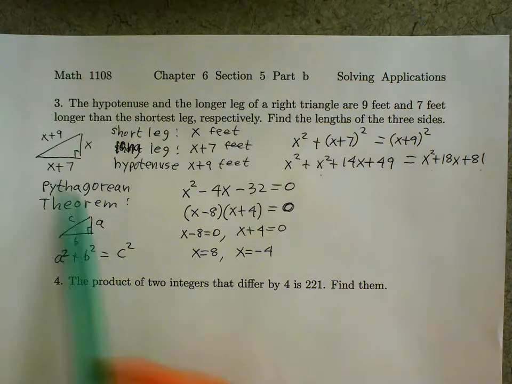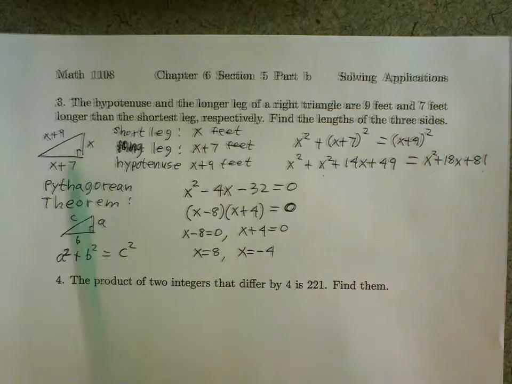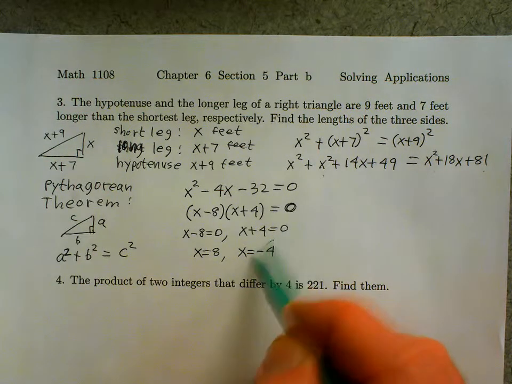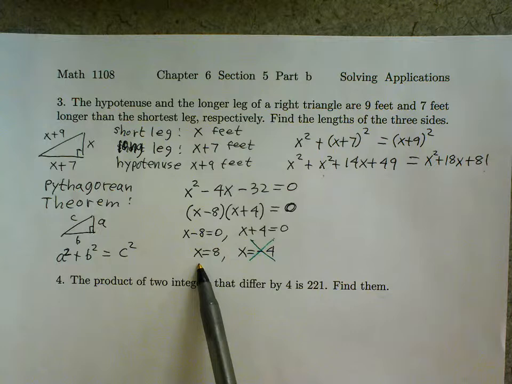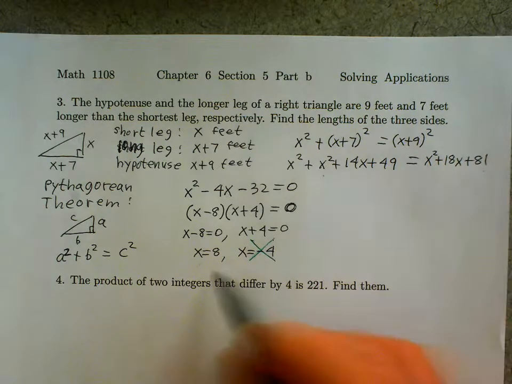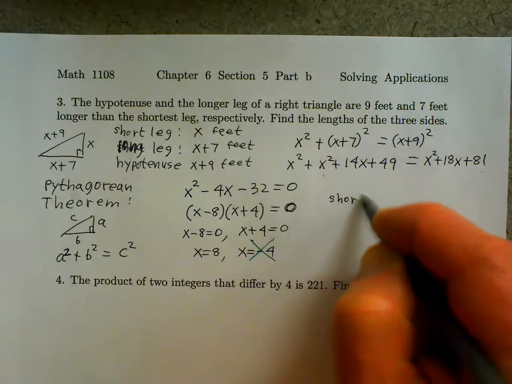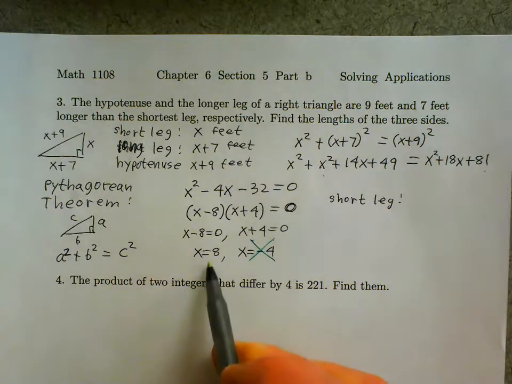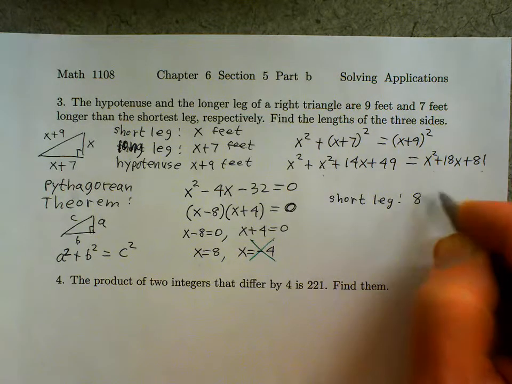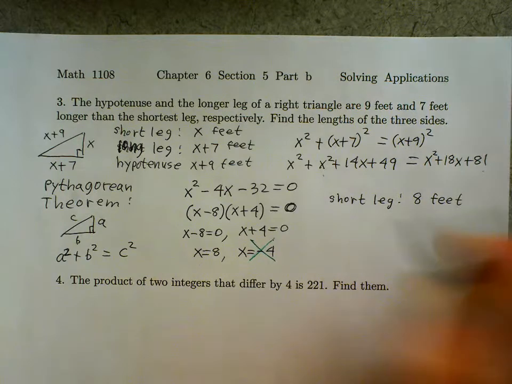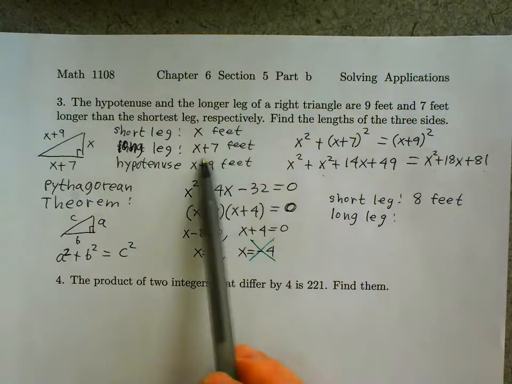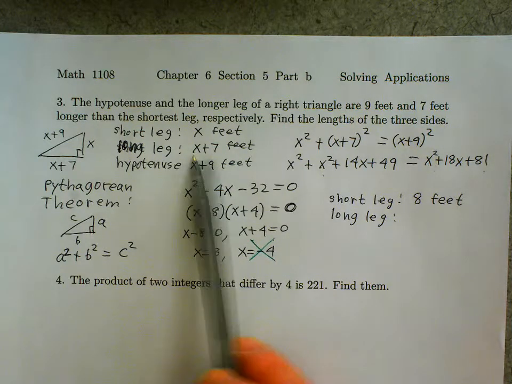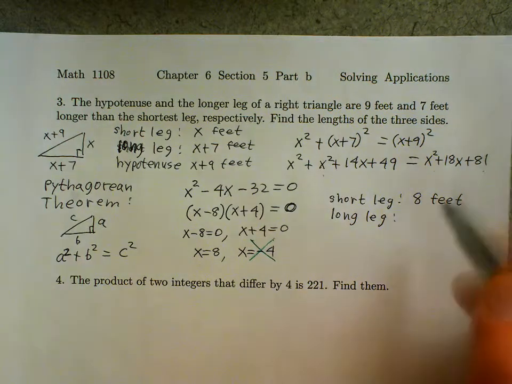Okay, but in our problem, x has to be positive, so we omit the negative solution, and we're going to use x equals 8. Okay, so the short leg is x equals 8 feet. The long leg is, we assigned x plus 7, so 8 plus 7 is 15 feet.